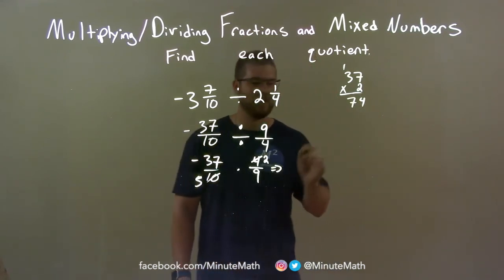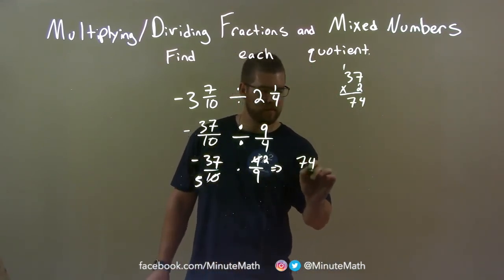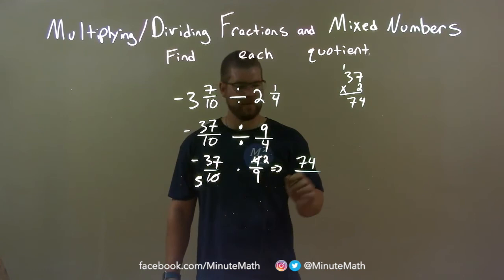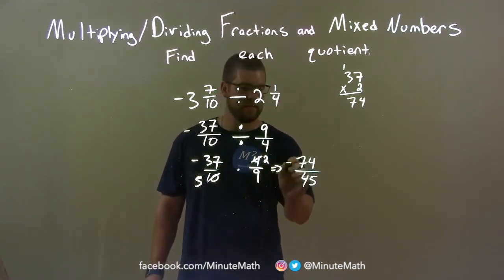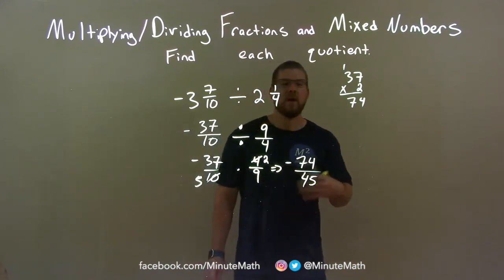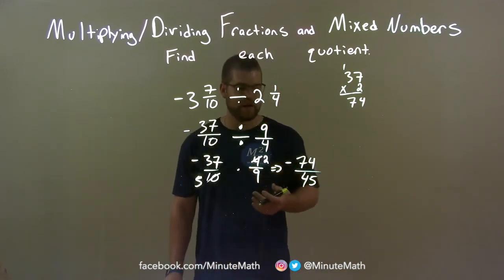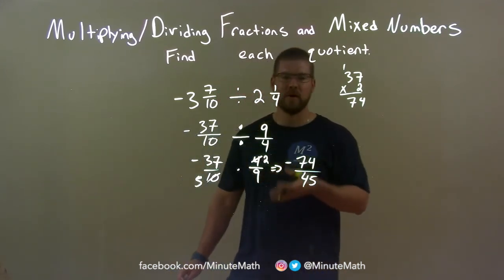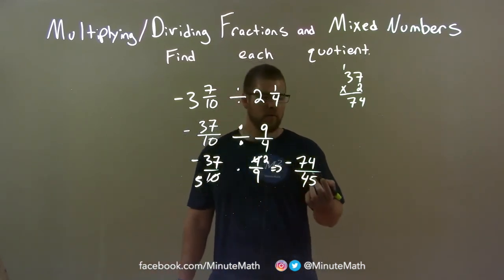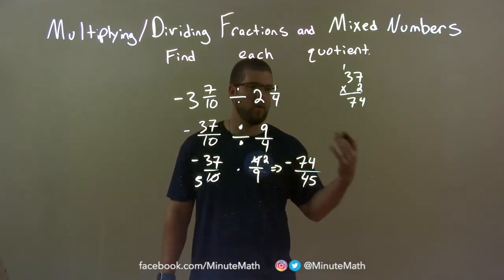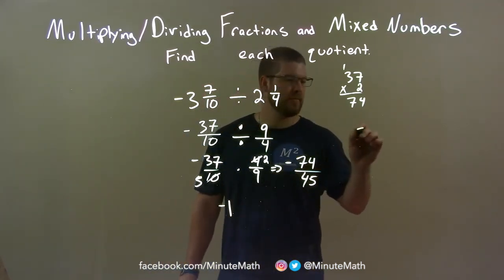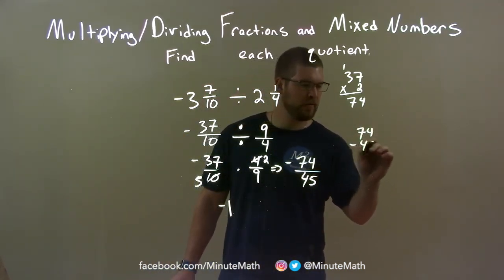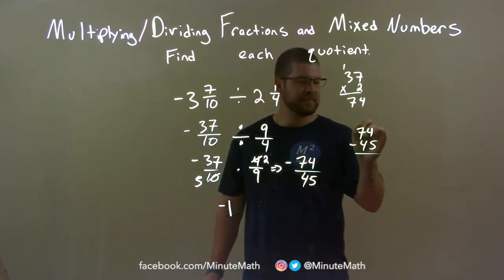So we have 74 up top, over 5 times 9 is 45, and a negative times a positive is a negative. Okay, so now we have to write this as a proper fraction. We have our answer improper, let's write it as a proper one, okay? Well, 45 only goes into 74, we know, one time. So we have one time here, it's going to be negative, but I want to see what's left over. 74 minus 45.